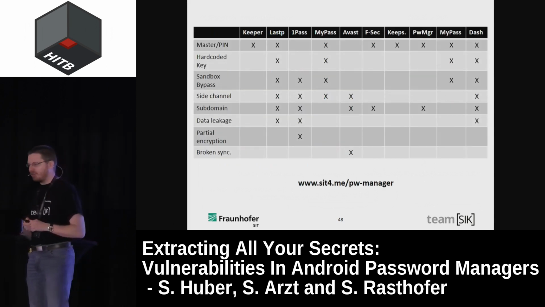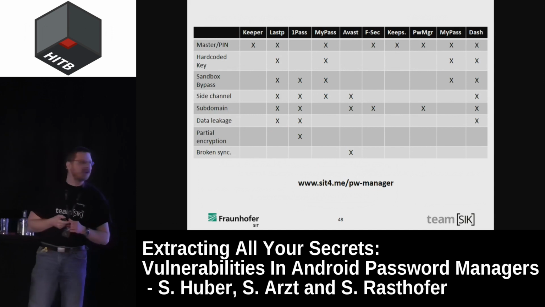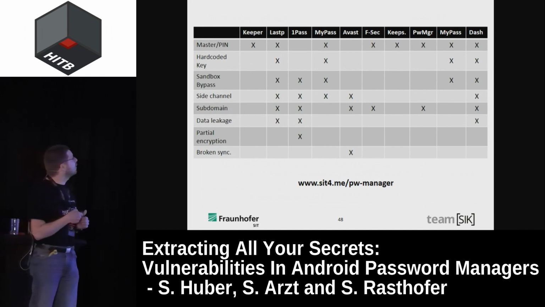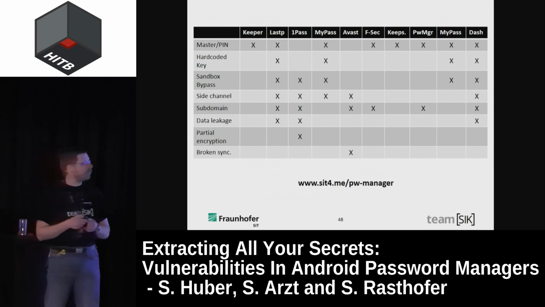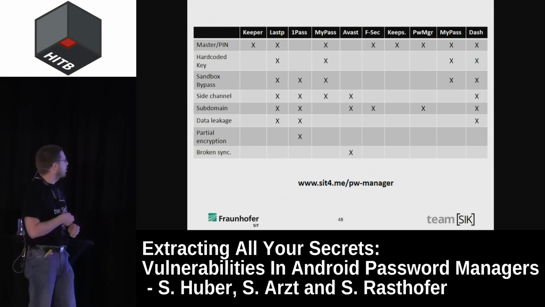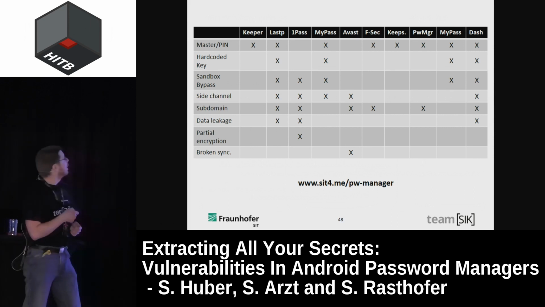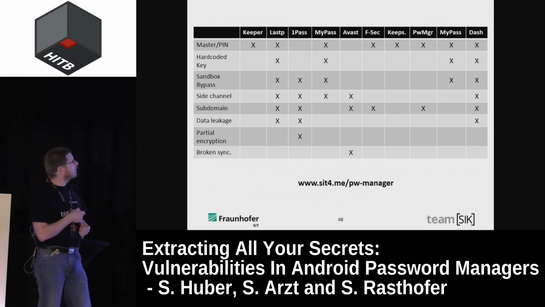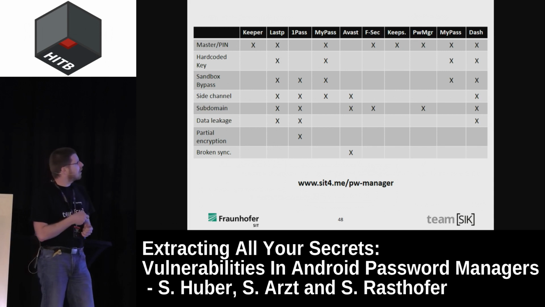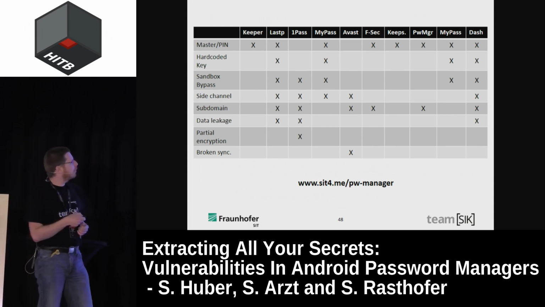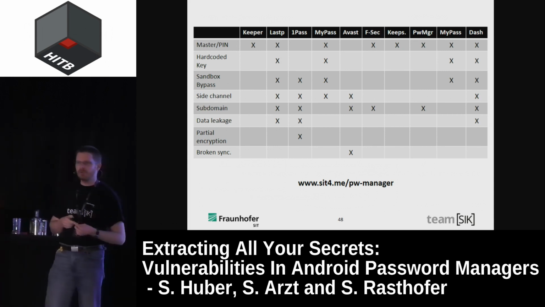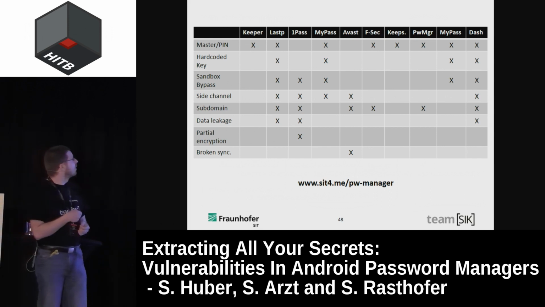So here you see now an overview of all findings. As you see, this was the table from the beginning, the different password managers. Here again, the different weaknesses and vulnerabilities we found. The first one was the master pin. So in all these apps marked with crosses, we were able to somehow get and decrypt the stored master password. These apps had hard-coded keys.